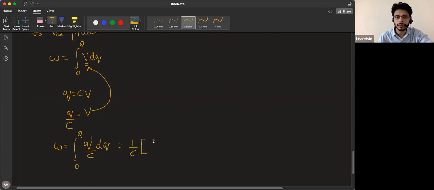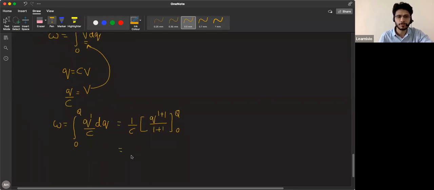The integral of Q to the power 1 is Q to the power 1 plus 1, over 1 plus 1. And the limit is from 0 to Q naught. So it's 1 by C into Q square by 2, and the limit is from 0 to Q naught.